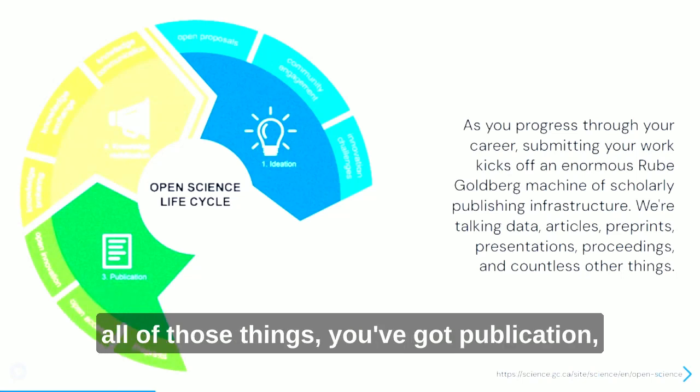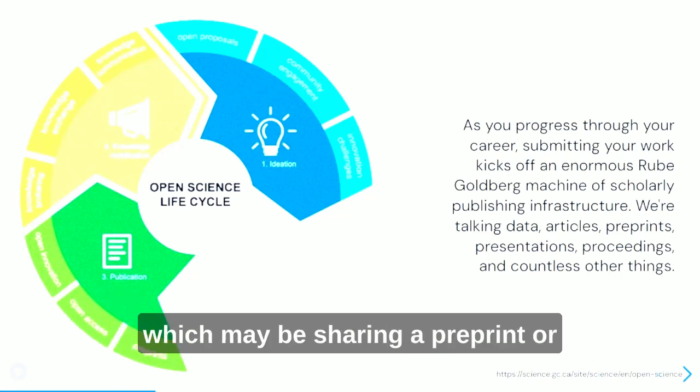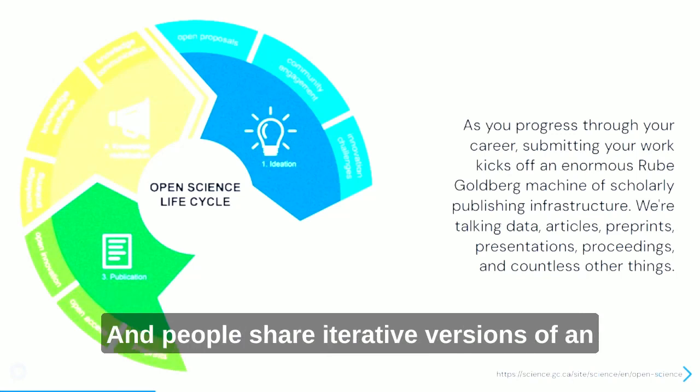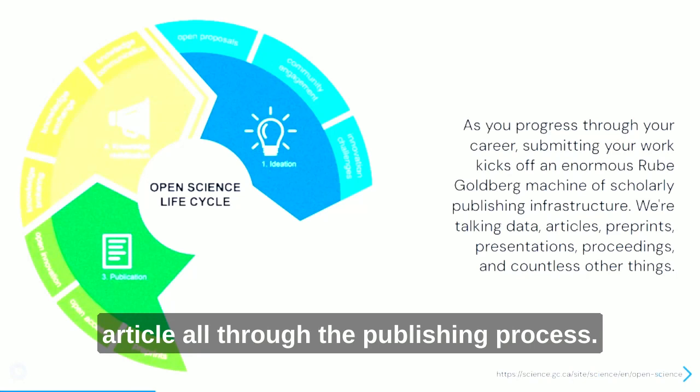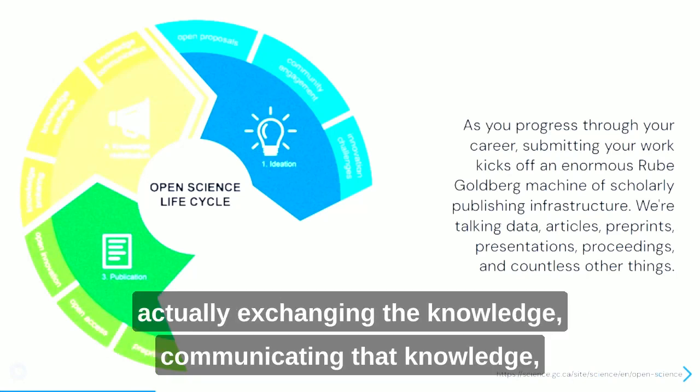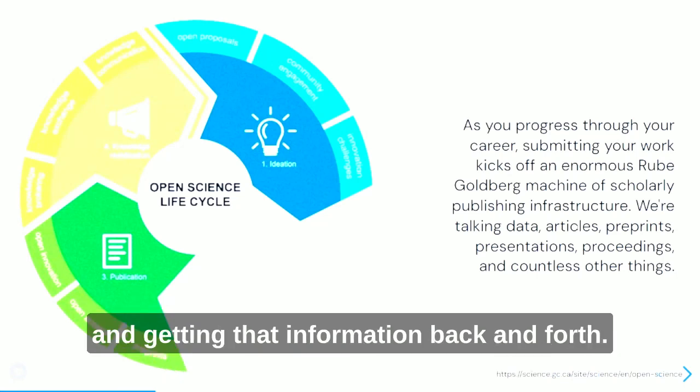You've got publication, which may be sharing a preprint or sharing an accepted manuscript or other pieces, and people share iterative versions of an article all through the publishing process. And then you get the mobilization of actually exchanging the knowledge, communicating that knowledge, and getting that information back and forth.